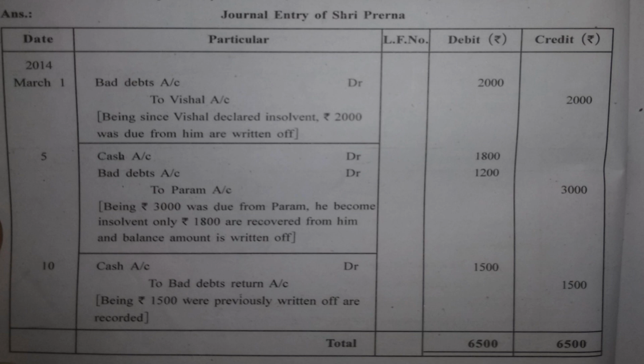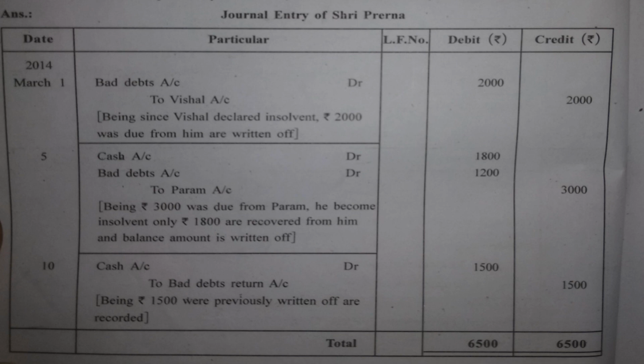2014, 1st of March. As I have said, you are supposed to prepare the format of the journal as the very first step, and in that you will write down all the journal entries. So you can see Vishal is not able to pay 2000 rupees, and so bad debts account debit 2000 is written, and Vishal's account has been credited. Bad debts account debit 2000 to Vishal account 2000.